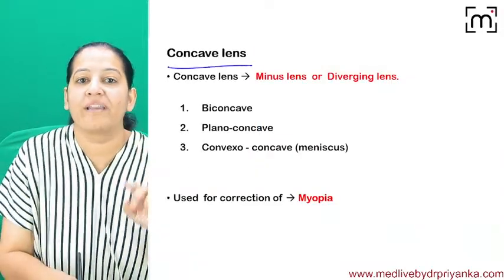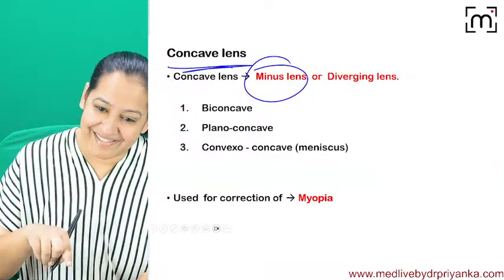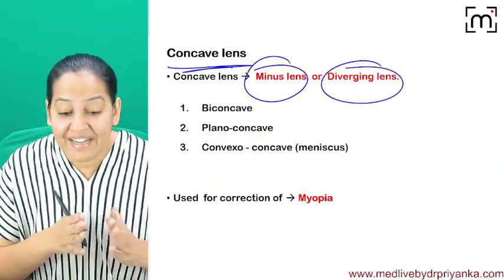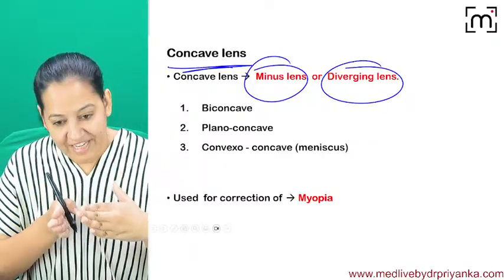The second lens is the concave lens. It is minus lens. Convex was plus. This is minus. It is also known as diverging lens. It diverges the light. Convex lens converges the light. Concave lens diverges the light. What does it mean?